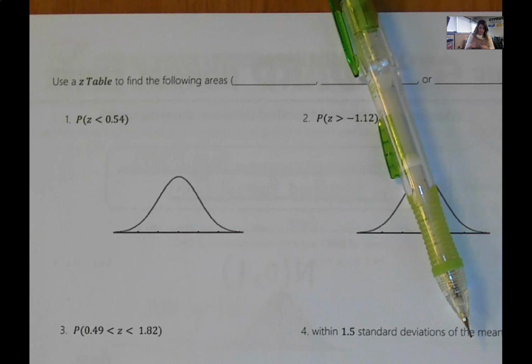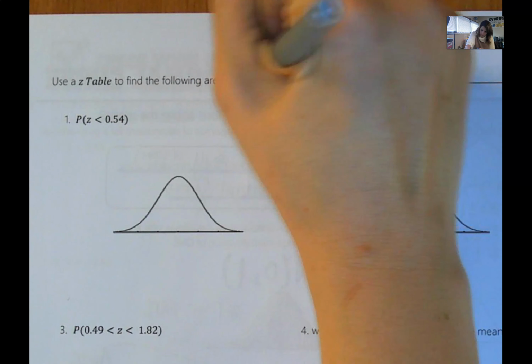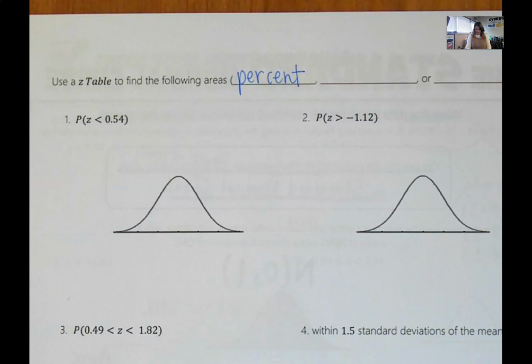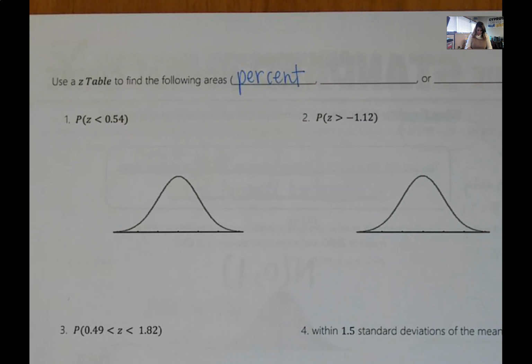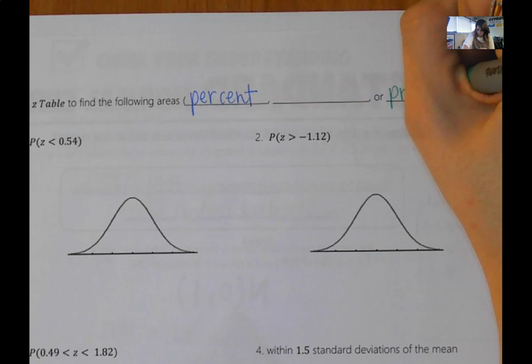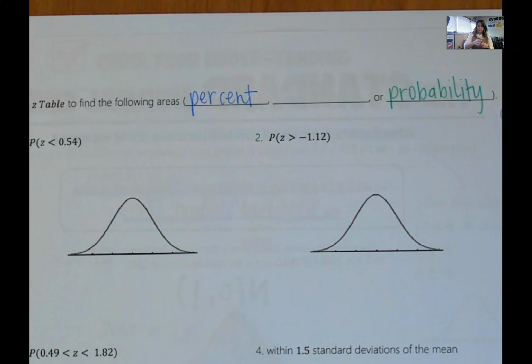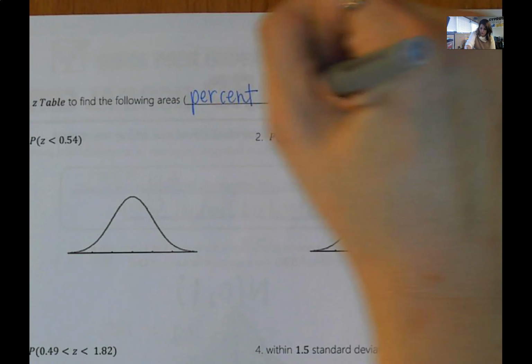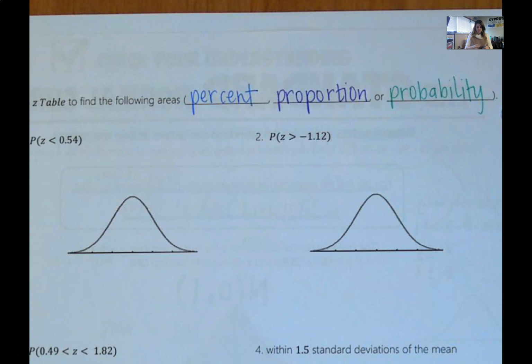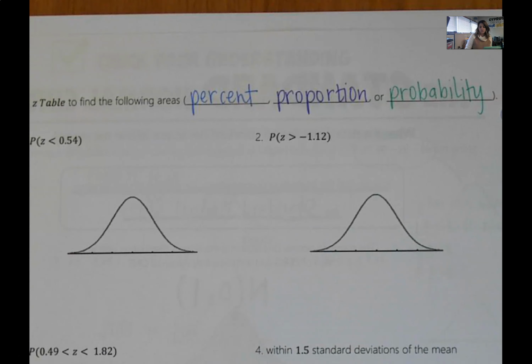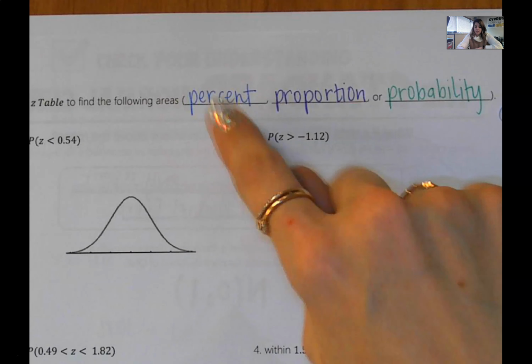So one is percent. One is proportion. One is probability. I want you guys to get used to seeing it referred to as all four things. Because some of your real world problems are going to ask you to find the probability, and then other real world problems are going to ask you to find the percent. So we got to get used to knowing that area is the same as percent, proportion, or probability.